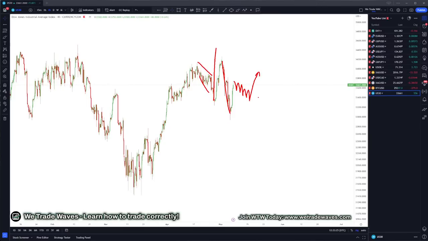This is for short-term traders. Those of you who are looking for a midterm trade, after the completion of this corrective structure, I'm expecting the market to fall again, okay? So for US30, I'm expecting the market to give us a corrective structure, one more push up, and most probably we'll get another fall. Most probably.